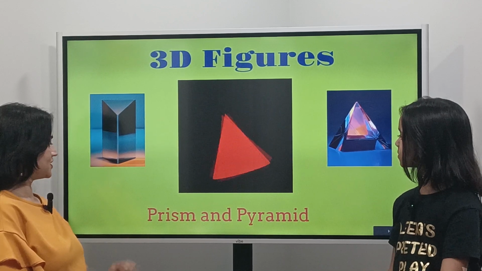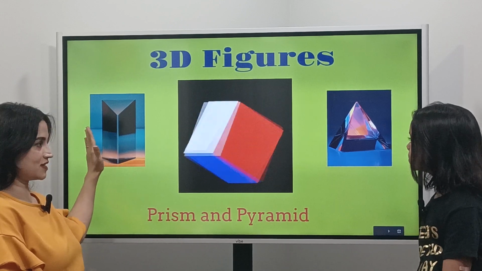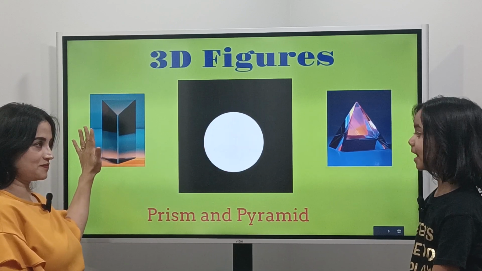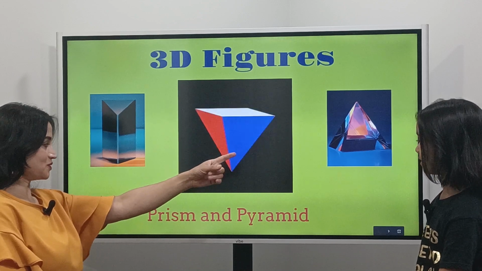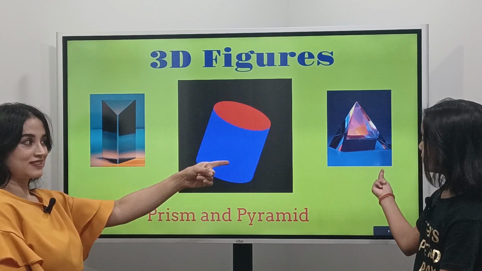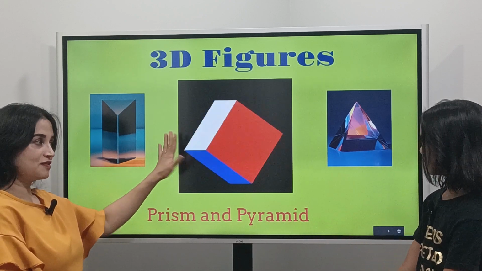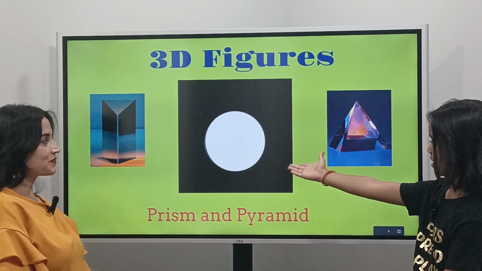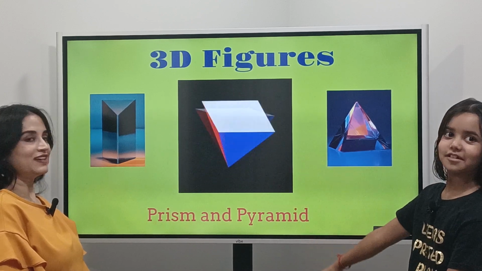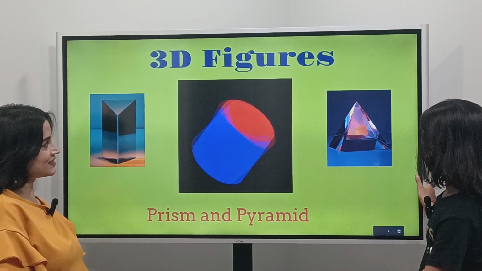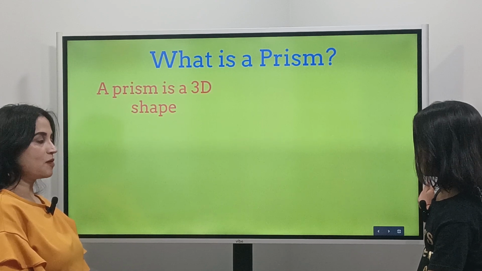Okay, so what 3D figures is this? That's a prism. And what about that one? This one is a pyramid. And they are different kinds of shapes, except this one. Okay, let's get started. So what is actually a prism, Lina?